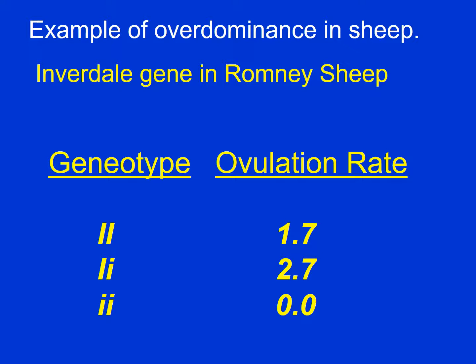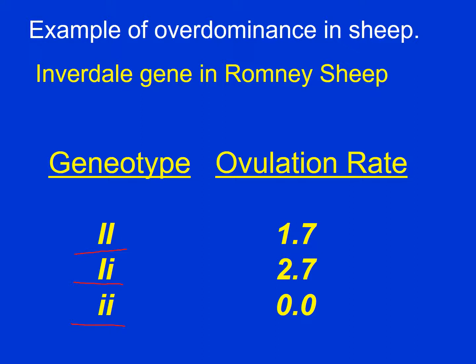As far as examples of overdominance in animals, there are very, very few examples, and there may not be a lot of cases where we do have overdominant gene action. But here's a pretty clear example: the Inverdale gene in Romney sheep. So we have three genotypes here: homozygous dominant, heterozygous, homozygous recessive. We're looking at ovulation rate. Ovulation rate is how many eggs on average are ovulated from the ovary during the breeding season.